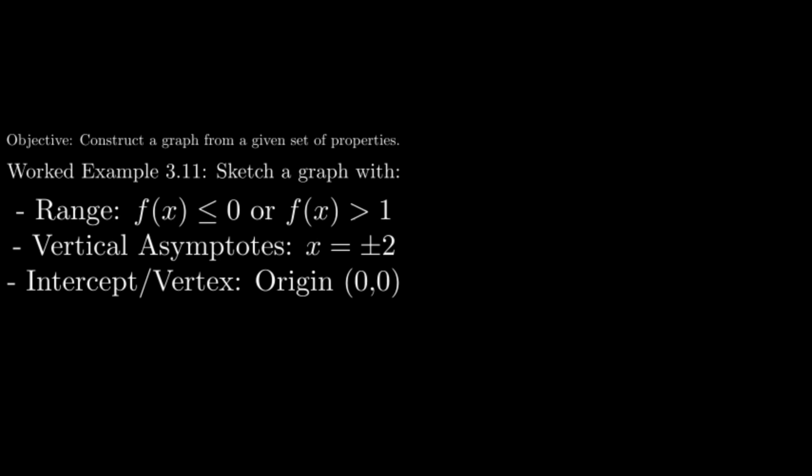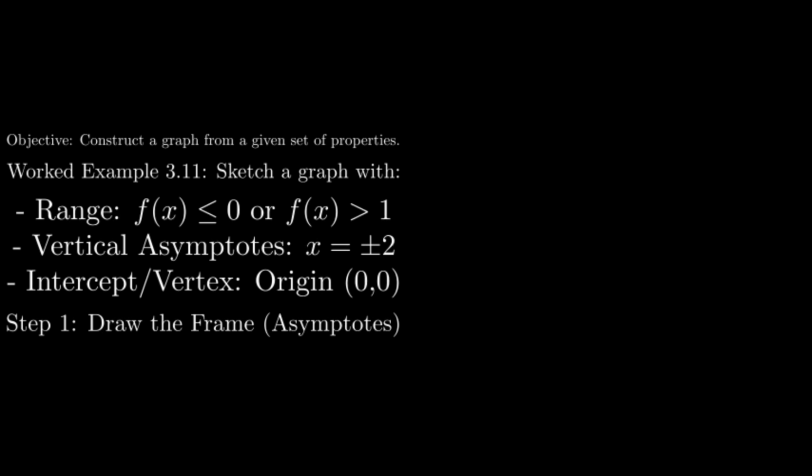We need to sketch a graph with the following properties. The range is f(x) is less than or equal to 0, or f(x) is greater than 1. There are vertical asymptotes at x equals positive and negative 2, and the only axis intercept is the origin, which is also a vertex. This seems like a puzzle. The key is to build the sketch step by step.